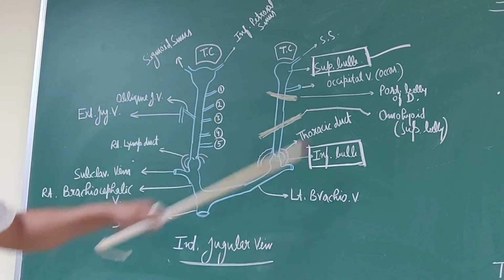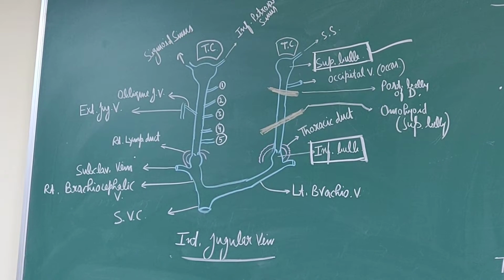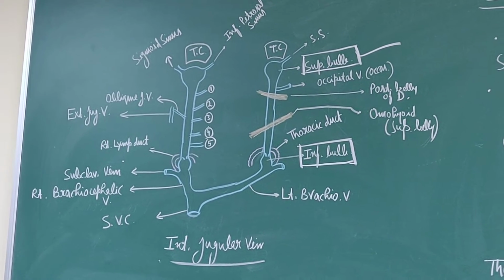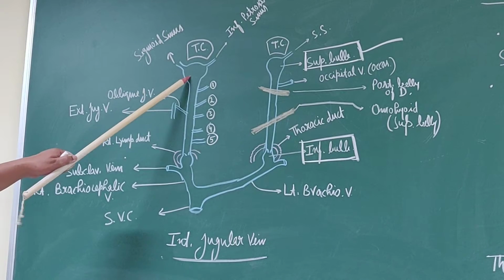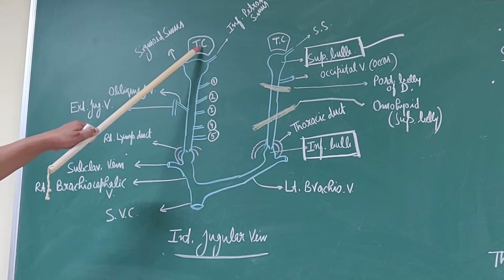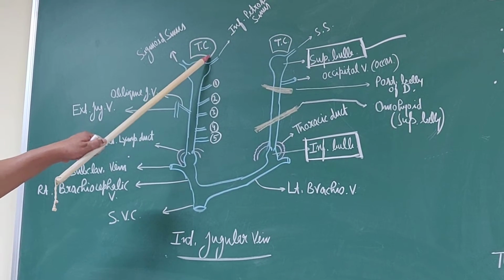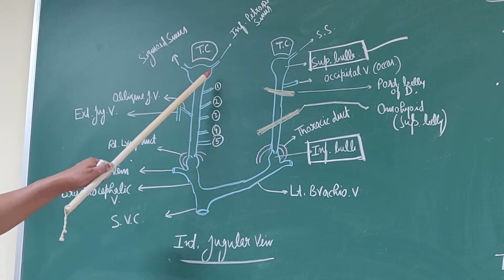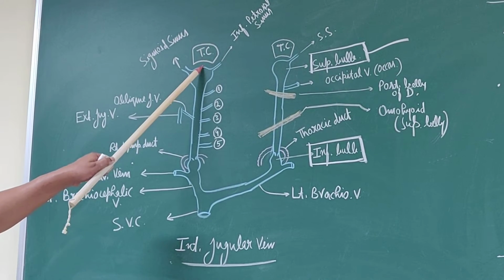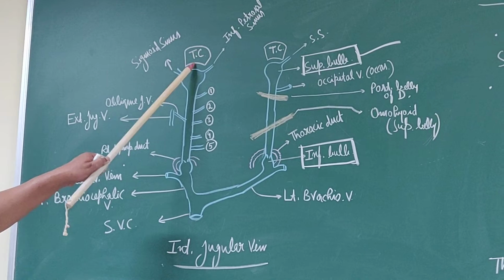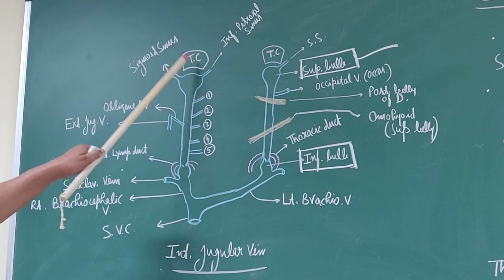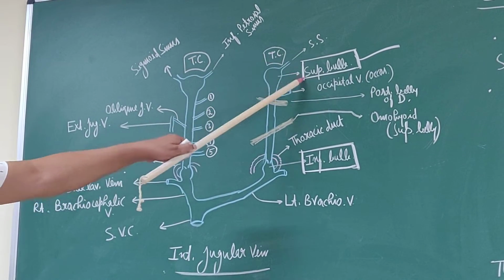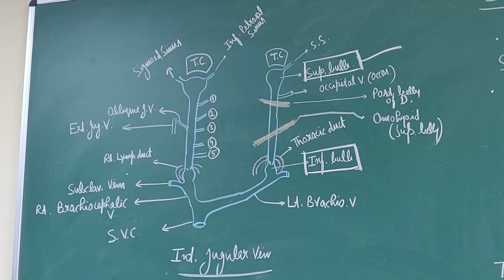This superior bulb rests on the jugular fossa of the jugular foramen. Its relation with the middle ear cavity is that the floor of the middle ear cavity is separated from this bulb by a thin plate of bone.